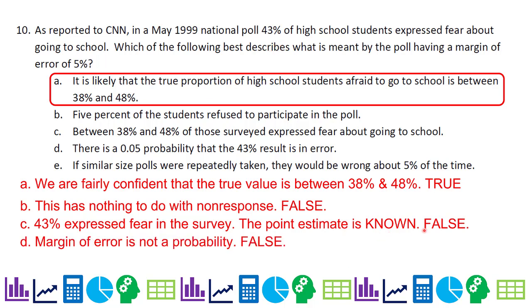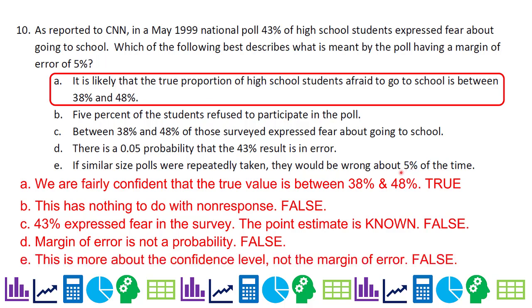So that one's false. Then they said there's a 0.05 probability that the 43% result is an error. Margin of error has nothing to do with probability. And then finally, if similar size polls were repeatedly taken, they would be wrong about 5% of the time. This is more about confidence level. So if I had a 95% confidence level, this would be appropriate, but that's not what we're talking about. We're not talking about a 5% or 95% confidence level. We're talking about a margin of error, which is our plus or minus.